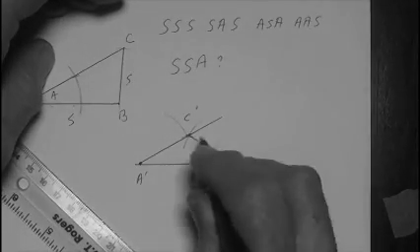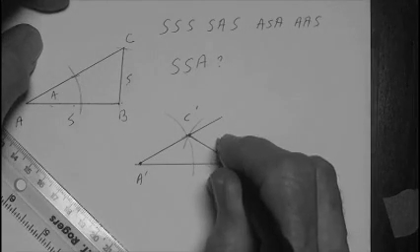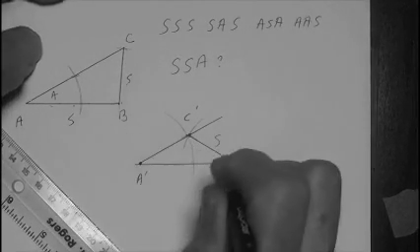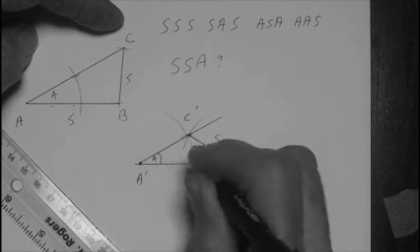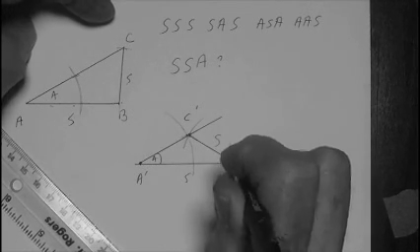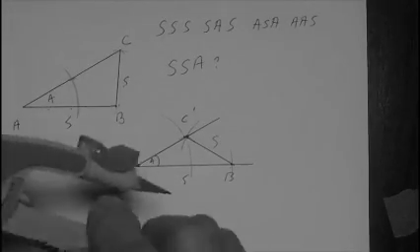the distance from B prime to C prime is the same as it is from B to C. And the distance from B to A is the same as it is from B prime to A prime, and this angle is the same as that angle. So what I have here is side, side, and angle, but they don't look alike at all. So they are not congruent.